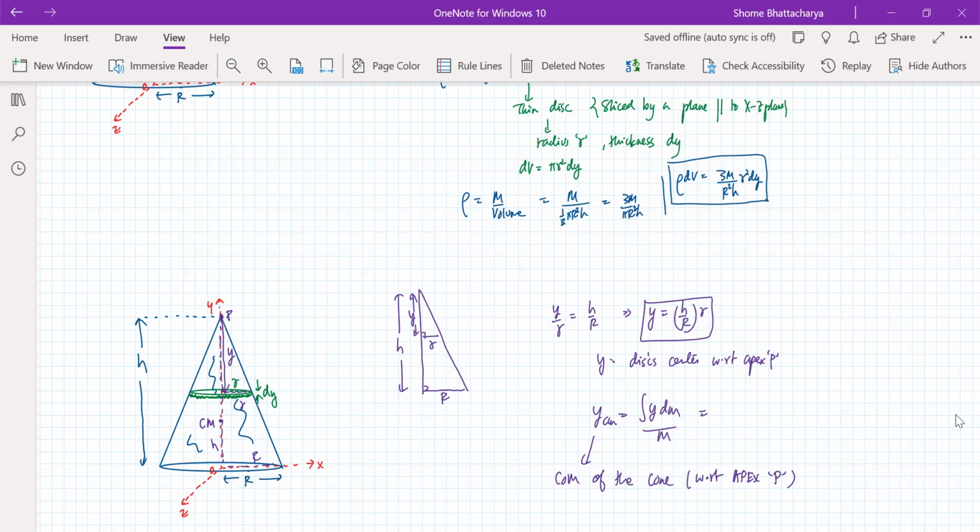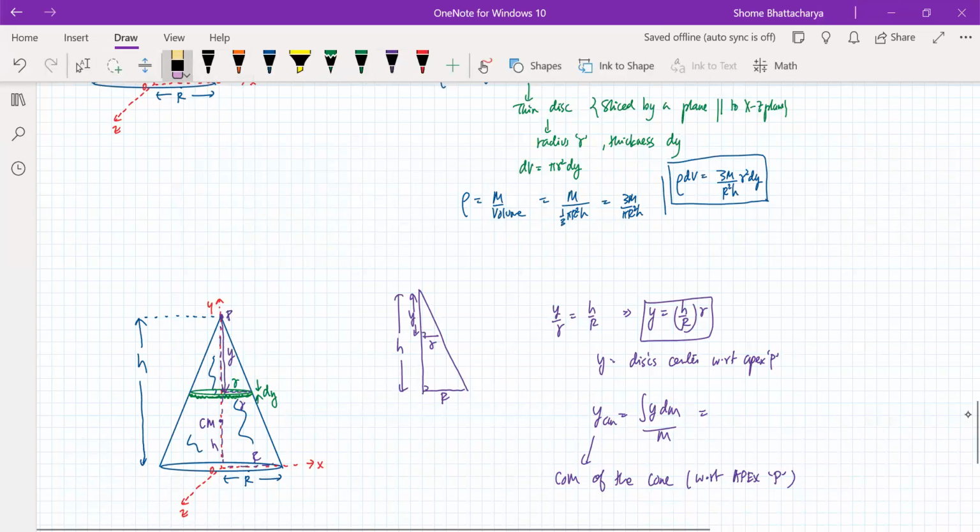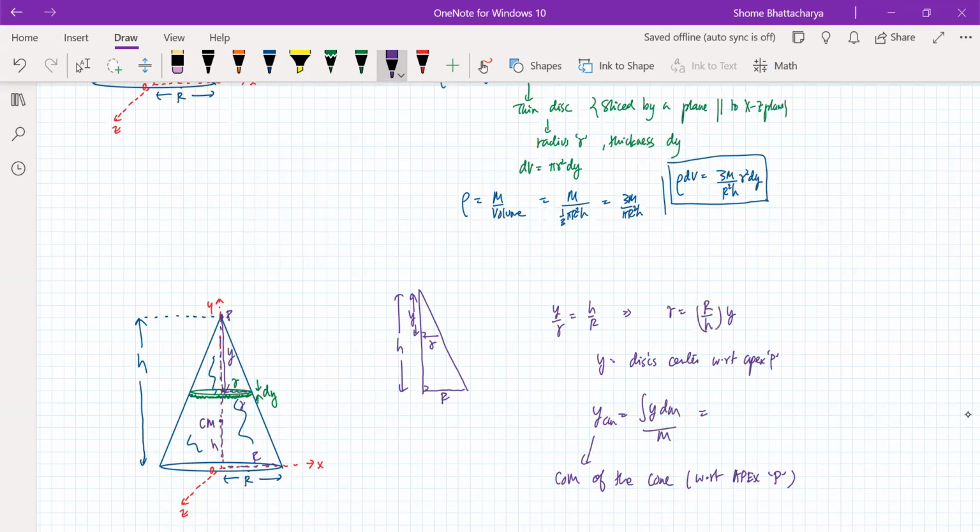So actually we'll substitute the reverse, not this, because we want to get rid of small r. The integration is with respect to y. Now you can see that is in terms of dy. So I've just written this in reverse order. We will substitute small r as capital R by h times y. This is the substitution we will do in this.